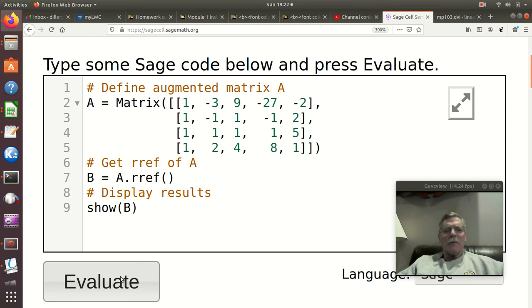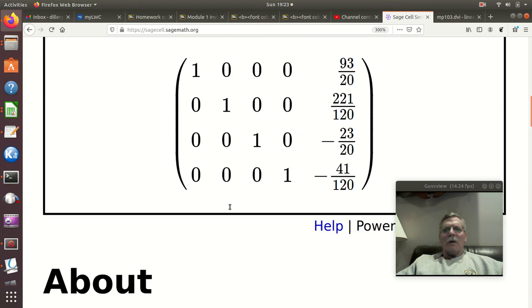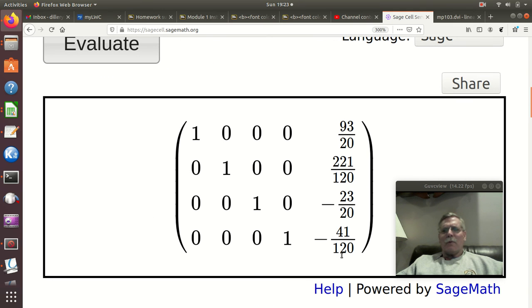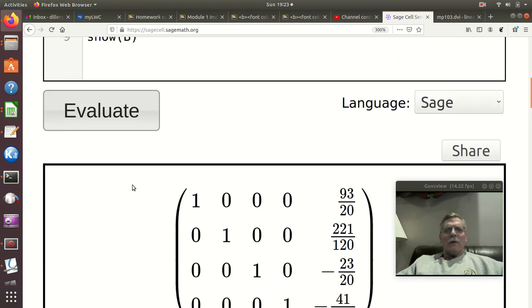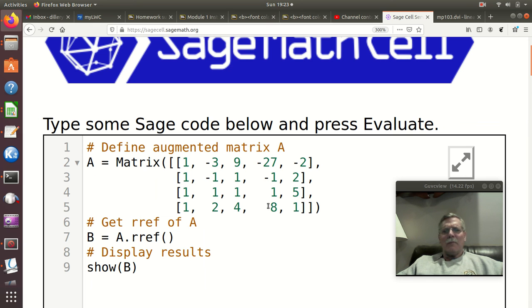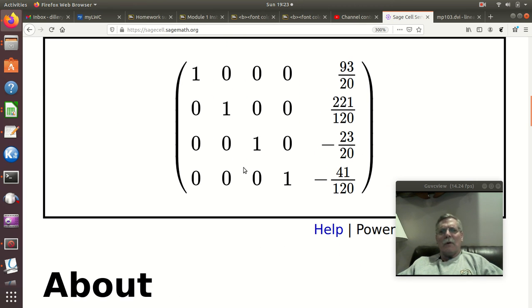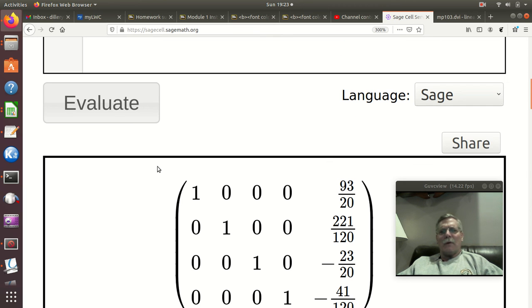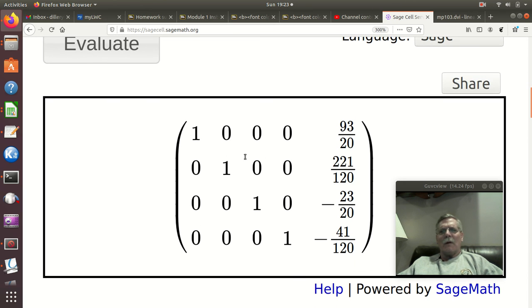But again, just a typo, so I evaluate, try it again, and there's my minus 41 over 120 and my minus 23 over 20. Okay, so again, as long as you know how to type, which obviously I'm challenged, but as long as you can type, then it really does become just a typing exercise to get the correct answer. You do have to interpret what this means, and again, we'll see that better in section 1.3. But there you go.